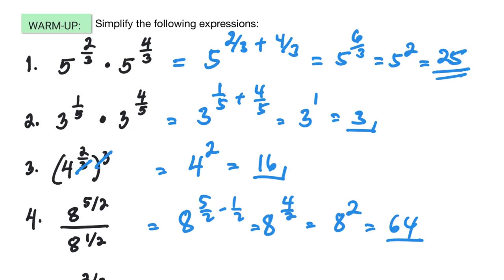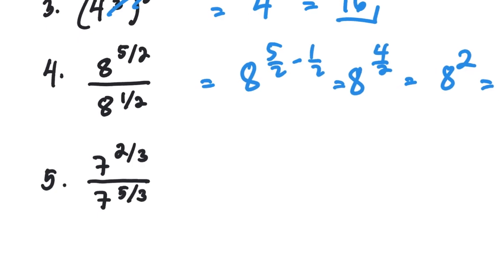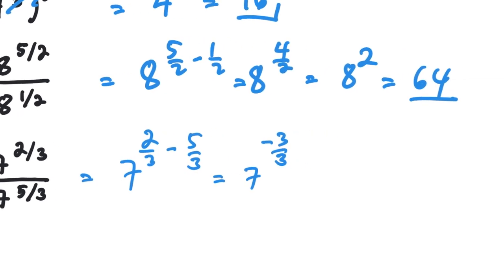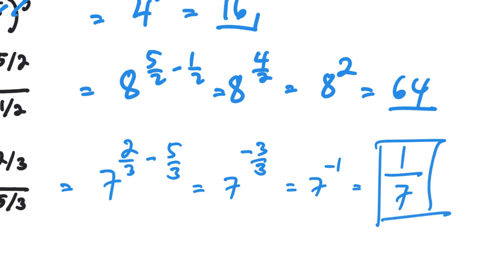Okay, next is the last part, number 5 in here. This is going to be the same thing. It's subtraction. So it's going to be 7 raised to 2 over 3 minus 5 over 3. So it's going to produce a negative exponent. That's going to give you negative 3 over 3, and negative 3 over 3 is the same as negative 1. So that's going to give you 1 all over 7. Okay, that's all for the warm-up.